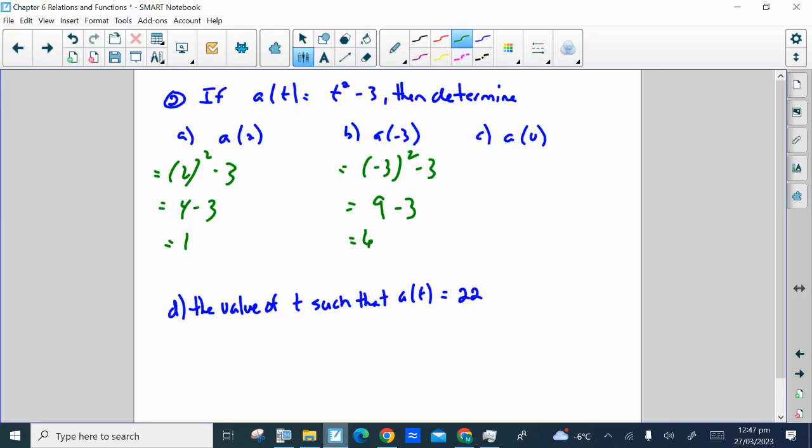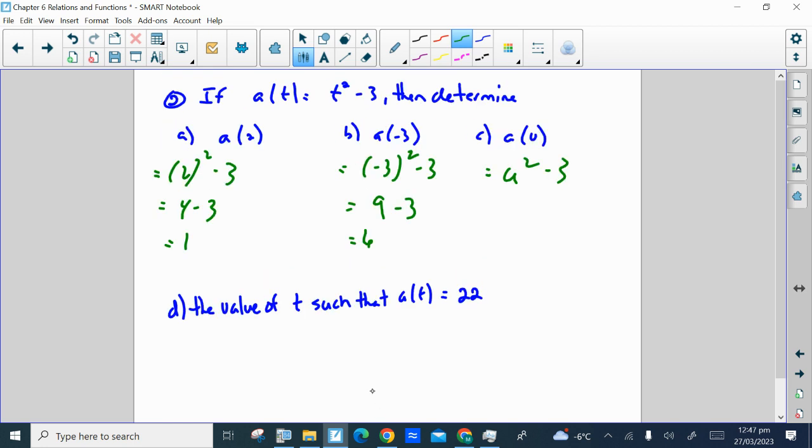Okay. Now, part C says, what is a at u? That's not a typo. Whatever's inside the bracket, we replace that into the variable in the equation. So a at u means that you're going to replace the t in the equation with the letter u. So in this case, your answer is not a numerical answer, it's an expression. Instead of t squared take away 3, it's u squared take away 3.